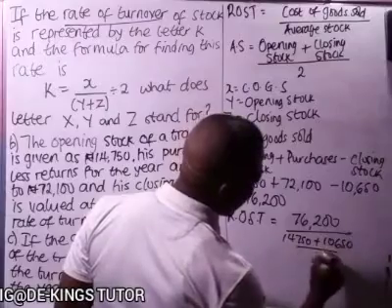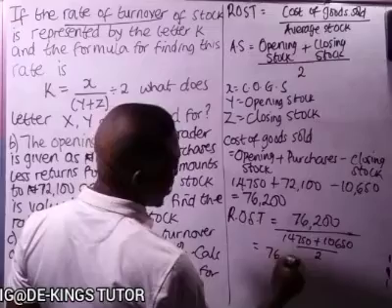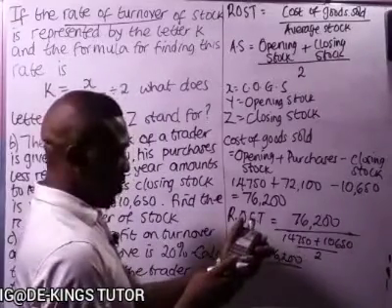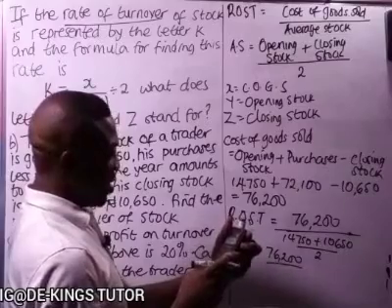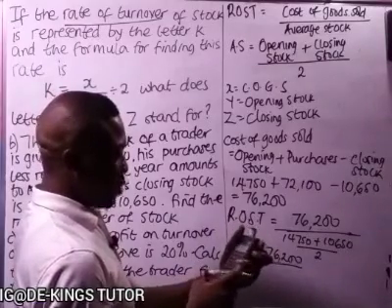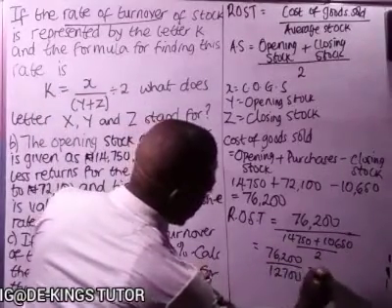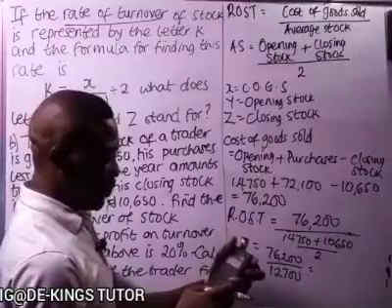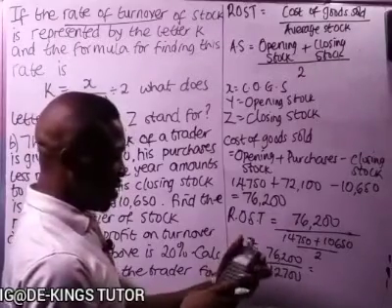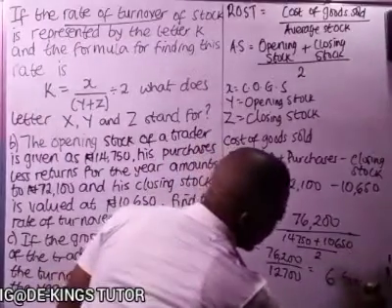10,650, all divided by 2. Okay, so we have 76,200 divided by, now let's add this: 14,750 plus 10,650, divided by 2, will give us 12,700. So 76,200 divided by 12,700 will give us 6 times.